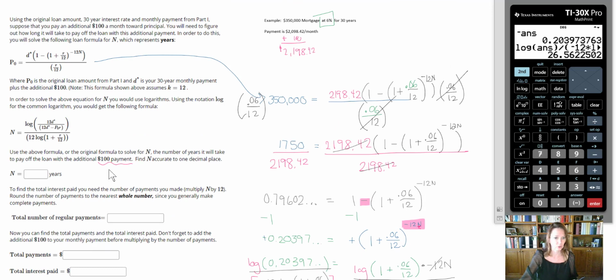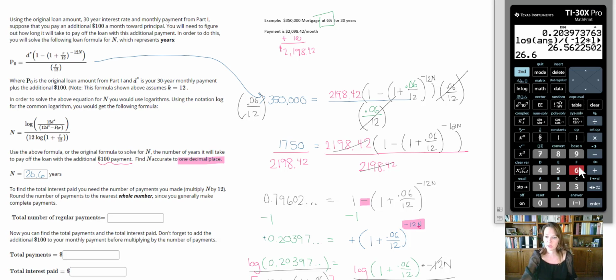Going back to my project instructions, it does say round it to 1 decimal place. So in this case, I'm going to round it to 26.6 years. For the next step, to find the total number of payments, this is where I suggest you actually round it first. So I'm going to take the 26.6 here.